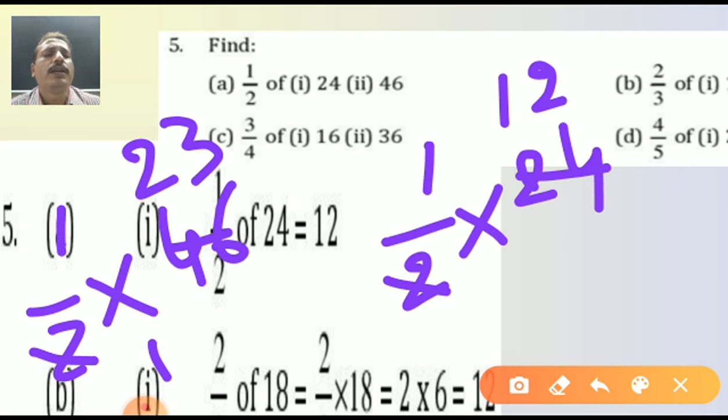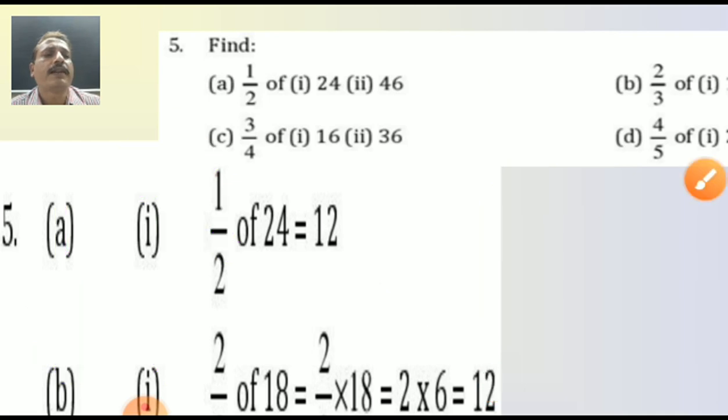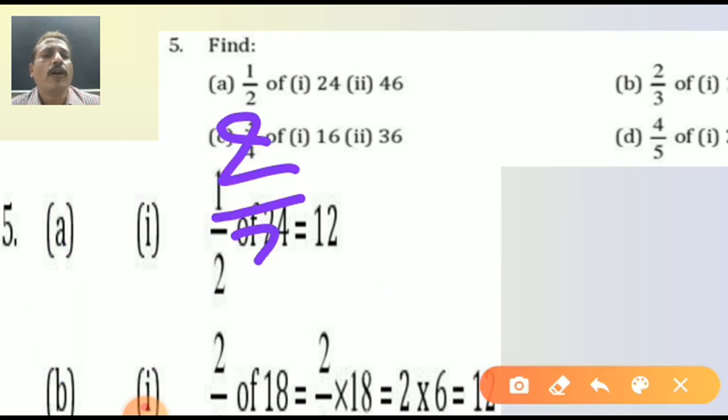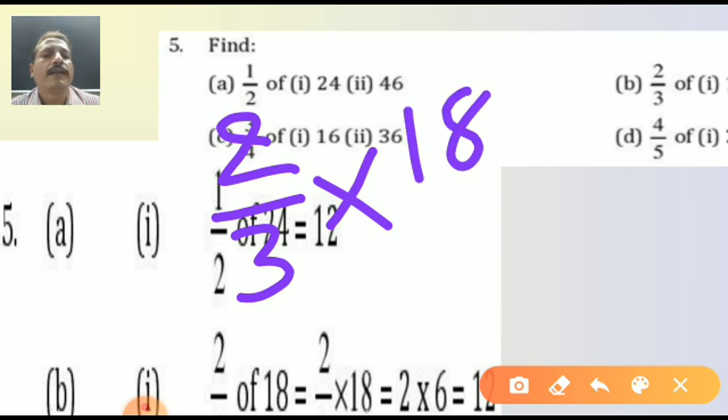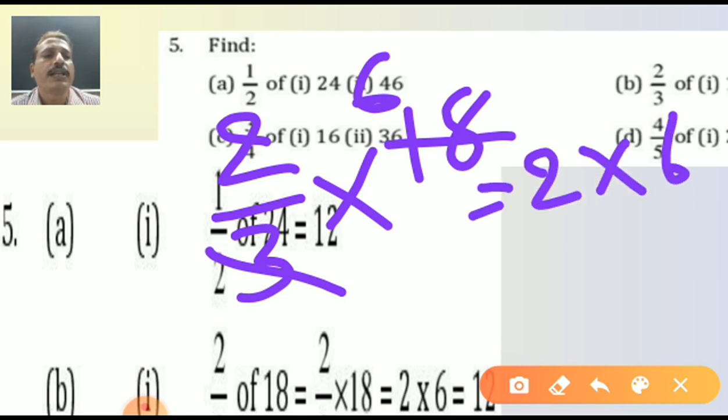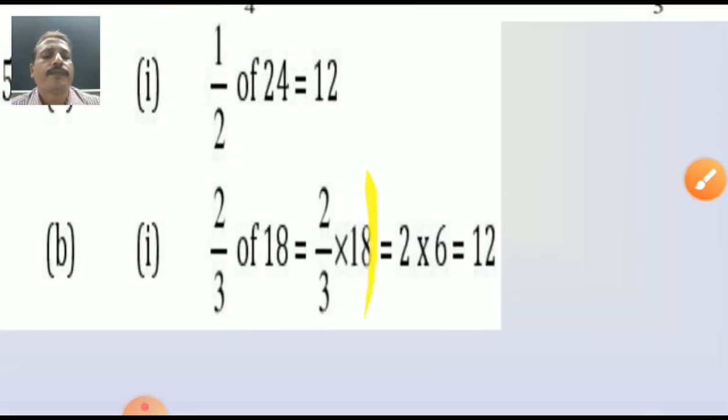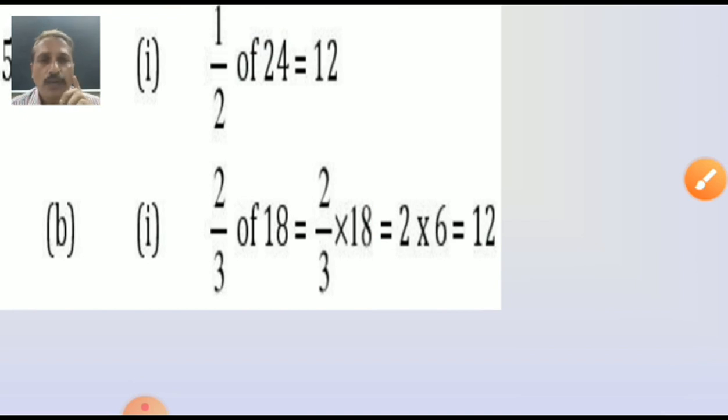Look at the B. 2 by 3 of 18. First, let's see this one. 2 by 3 of 18. Let's check. 2 by 3 of means multiply. And what is 18? 3 1s are 3, 6 3s are 18. Now what is the upside? 2 into 6. That gives me a 12. I am writing here the first answer. Second you can just do yourself. Yes, 12 is right. Do you want the second one? Okay, let's see.